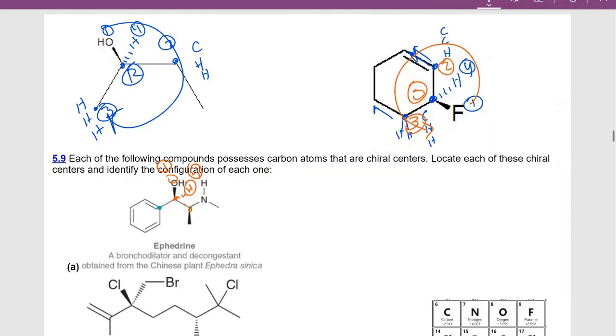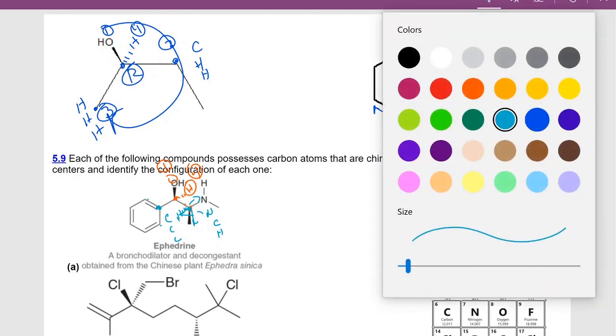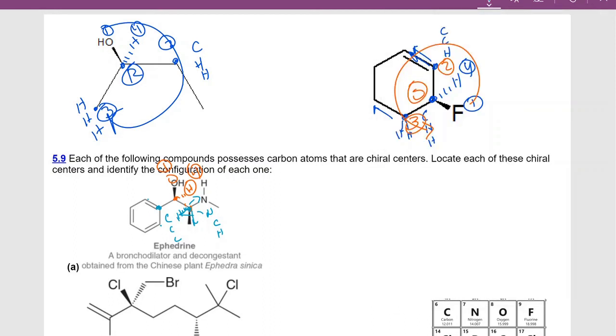So carbon versus carbon. Carbon on the left has carbon, carbon, carbon. Carbon on the right has nitrogen going this way, carbon going this way, and then a hydrogen going back. So nitrogen, carbon, hydrogen. Nitrogen trumps carbon, okay? So that's going to make this carbon here priority number 2 and this one priority number 3. So 1 to 2 to 3, this one on the left is R.